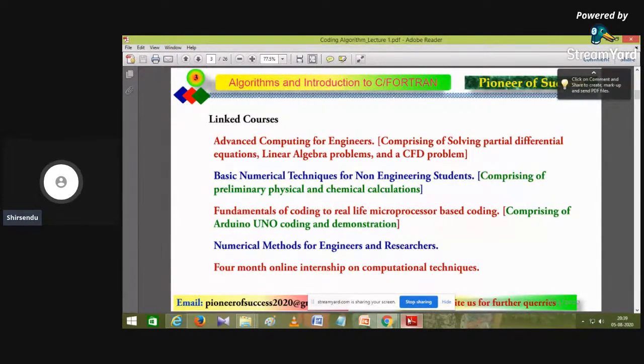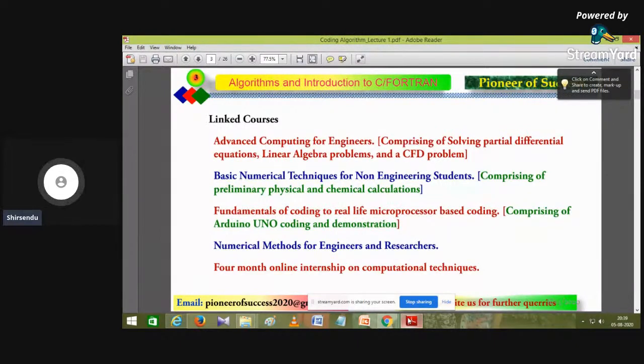And this particular course will be for those students who do not know basic things. Then we'll come to fundamentals of coding to real life microprocessor based coding. So this course will be another free course. We'll be coming up with this course very shortly. In this particular course, our aim is that we know fundamental coding, we know how to write equations, and we will come to know the basic coding. And then in this particular course we will teach you how to use that knowledge to make a particular microprocessor coding. I'll give you a simple example.